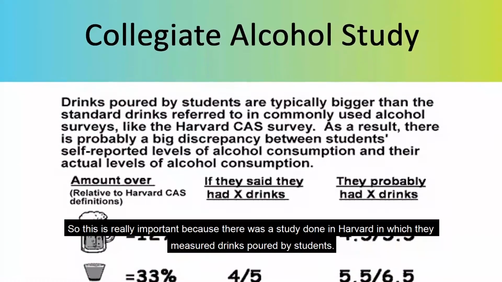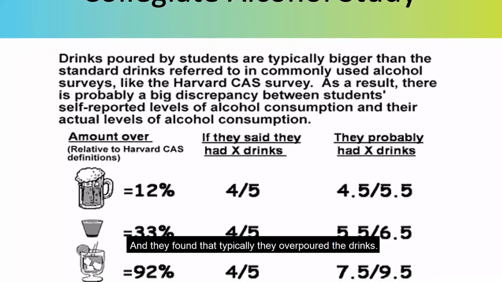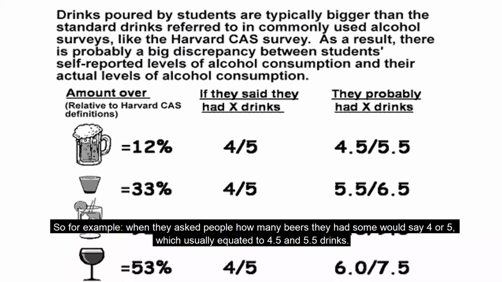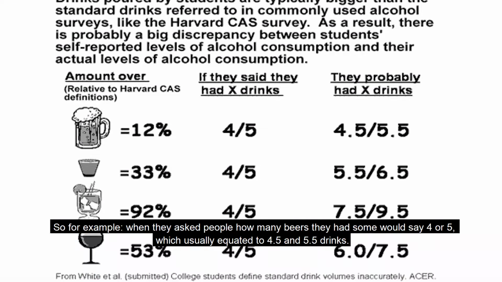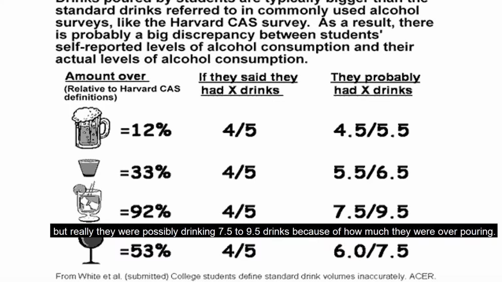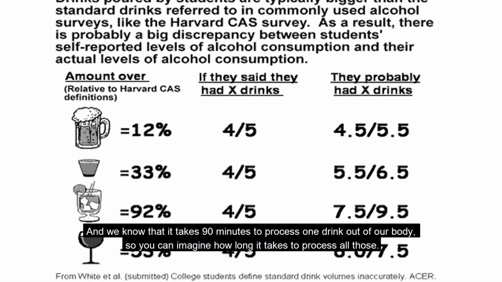So this is really important because there was a study done in Harvard in which they measured drinks poured by students, and they found that typically they overpoured the drinks. So, for example, when they asked people how many beers they had that night, they would say 4 or 5, which usually equated to 4.5 to 5.5. And it's really a problem when it comes to mixed drinks because when they were asked how many drinks they had, some responded 4 or 5 drinks, but really they were possibly drinking 7.5 to 9.5 drinks because of how much they were overpouring. And we know that it takes 90 minutes to process one drink out of our body, so you can imagine how long it takes to process all those.